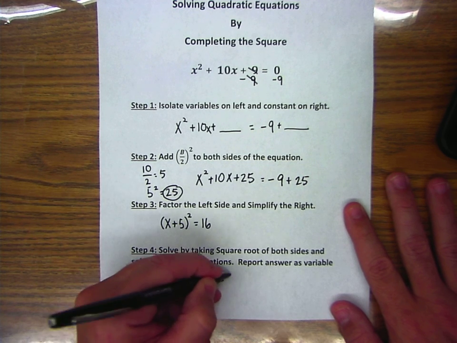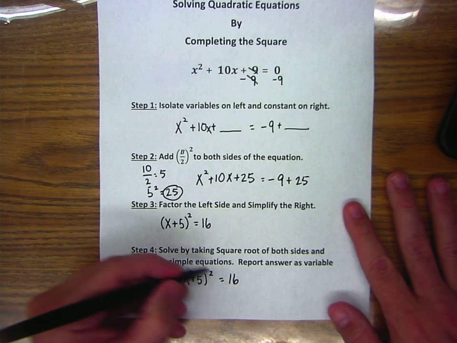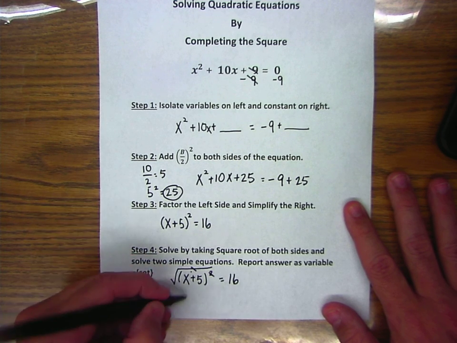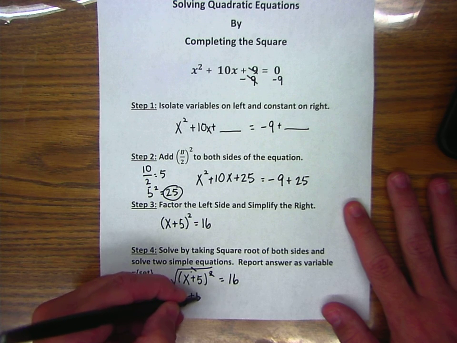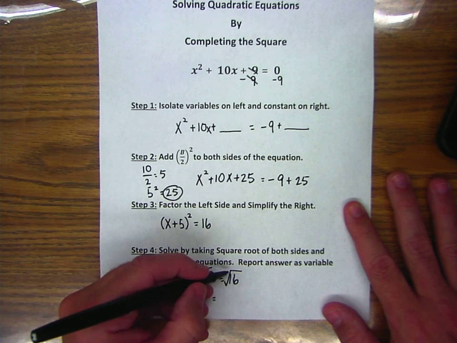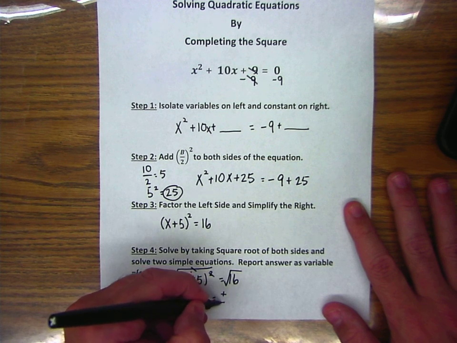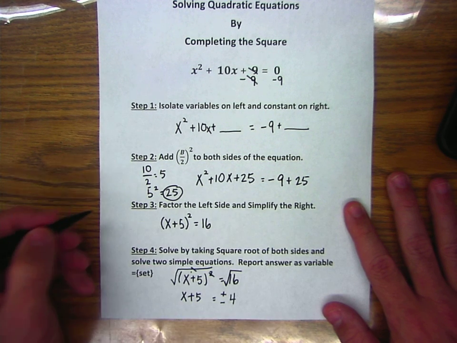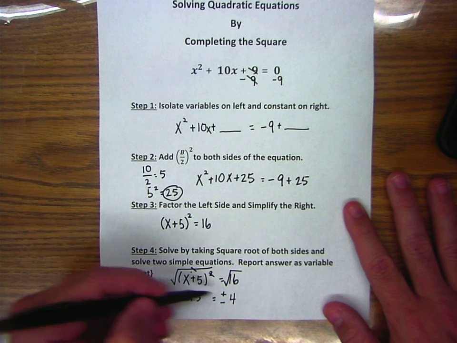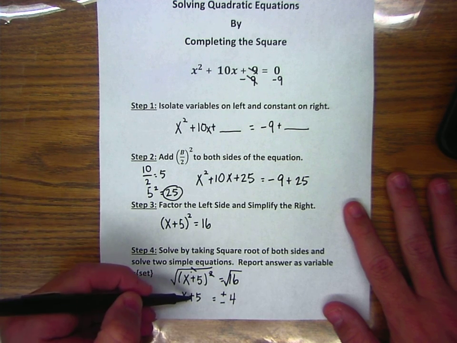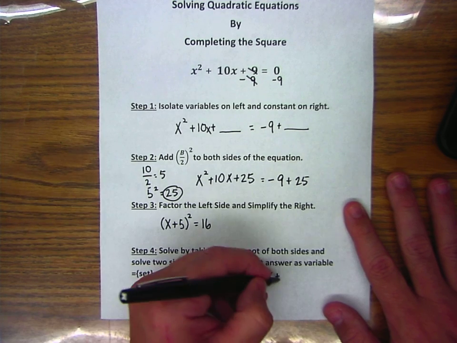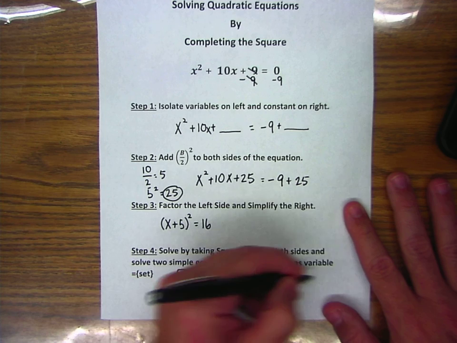let's go ahead and write the equation one more time. The square root of both sides. When I take the square root of the left, the square and the square root cancel, and that gives me x plus 5 on the left. When I take the square root of the right, I get the positive or negative answer to the square root of 16, which is 4. That gives me two equations. X plus 5 equals positive 4, and x plus 5 equals negative 4. I simply need to solve those two equations. Let's go ahead and write them.